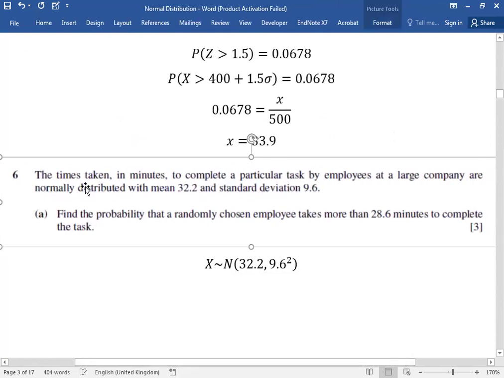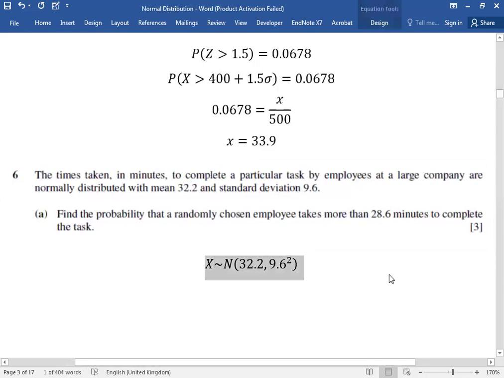The times taken in minutes to complete a particular task by employees at a large company are normally distributed with mean 32.2 and standard deviation. I keep telling you, notations are there to help you understand, because some questions only provide you with notations. This whole sentence can also be written as: where x is the time taken by employees to do one particular task. Is that right? Then I'll give this one a try.